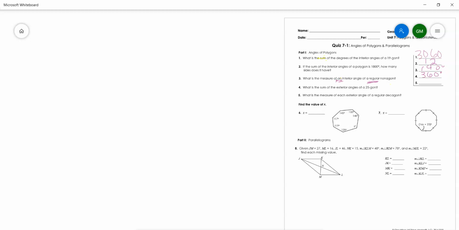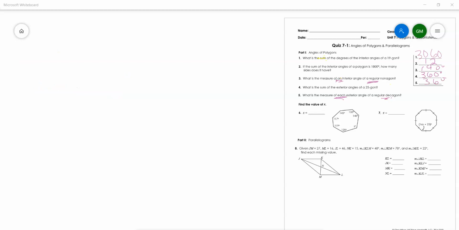So that leads us to number 5. It says, what is the measure of each exterior angle of a regular decagon? Decagon tells me that n is going to equal 10. To find each exterior angle, we take the exterior angle sum of 360 divided by n, which is 10. And that tells me that each exterior angle is 36 degrees.